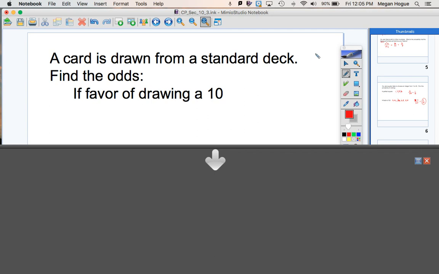So if I was doing probability, it'd be 4 out of 52, but we're doing odds. So there's 4 ways. Then I have to figure out how many are not 10. So I subtract the 4 from the total. That would be 48. Of course, we always want to reduce. We have a 1 in 12 chance of drawing a 10. And that's how you can say odds.